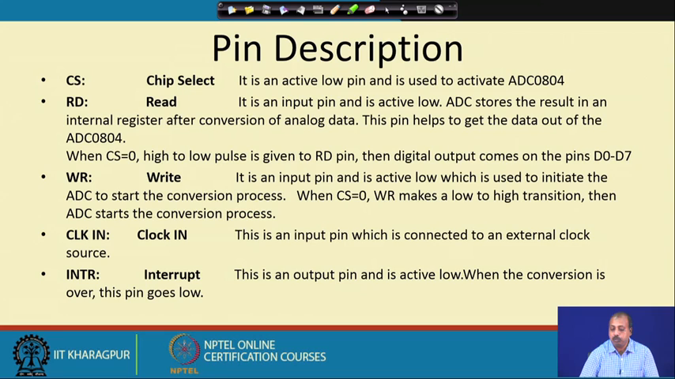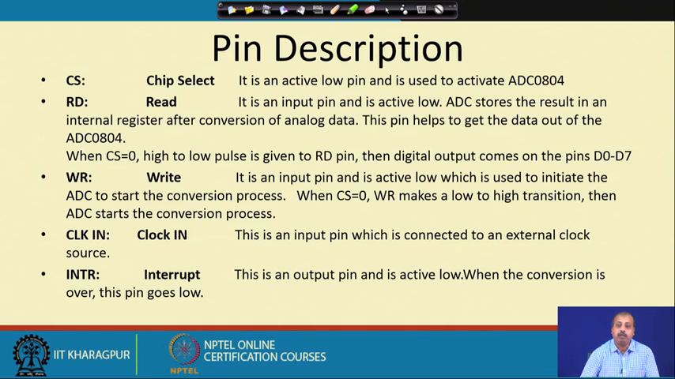So, the ADC will store the result in an internal register after conversion of analog data, and this pin will help to get the data out of the ADC. So, you apply an analog voltage and tell the ADC to convert it. It will convert the value, but it will not put it onto the data bus immediately. It will hold the value in some internal register.